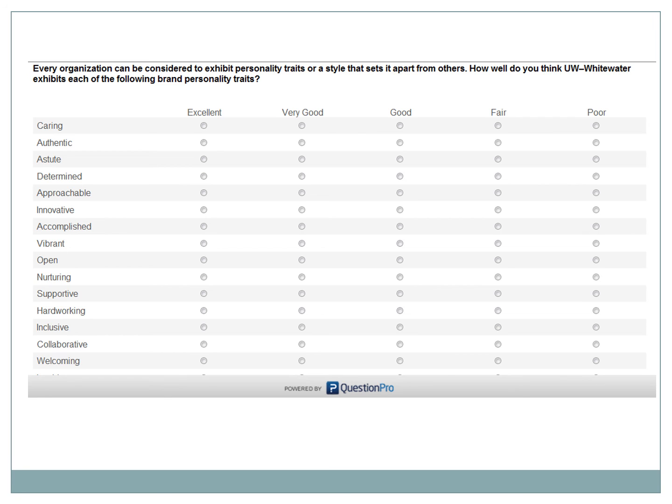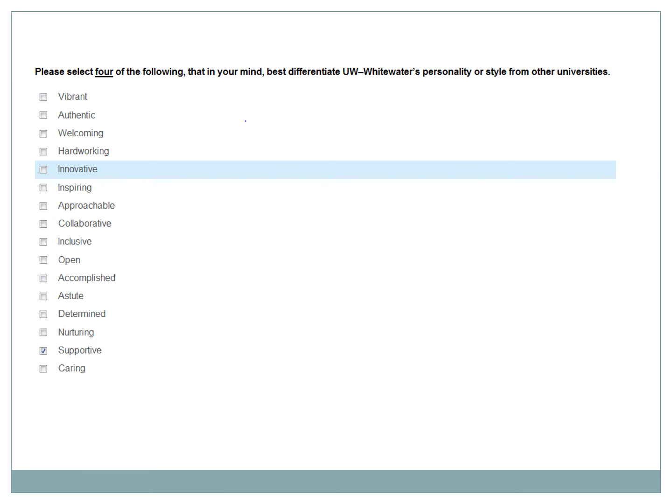They then want you to check for each of these characteristics how the University of Wisconsin-Whitewater falls from excellent to poor on multiple characteristics. Then you're supposed to select 4 of those characteristics to say, I think these are kind of like discriminators or things that really stand out about UW-Whitewater's personality, if a university can have a personality.